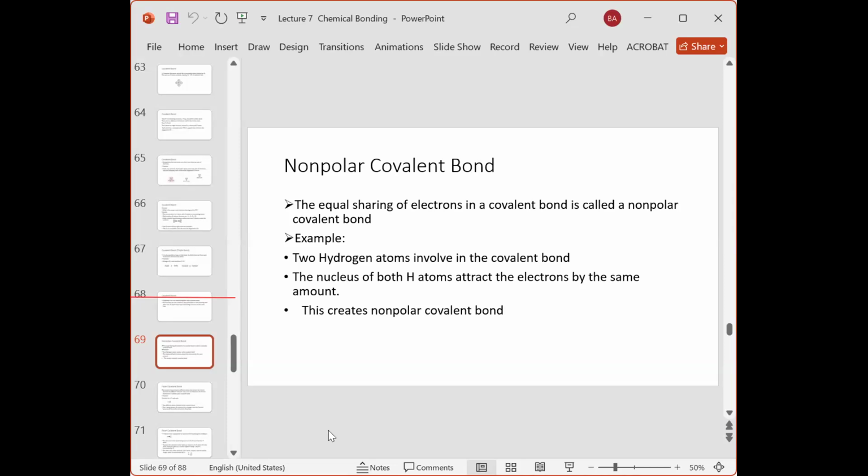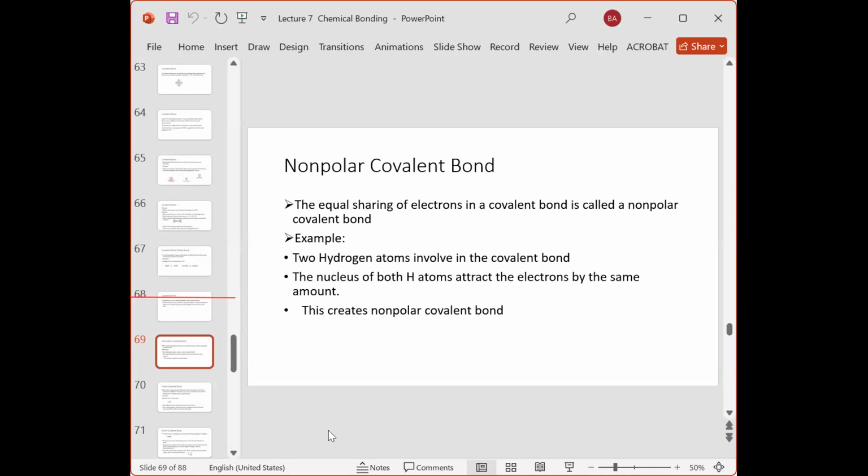Same thing with this one. All right. For the atoms, the one that is stronger pulls more electron to itself, even though they are sharing. The stronger one will pull more of the electron to themselves than the other one. That's when we say that we have a non-polar covalent bond.